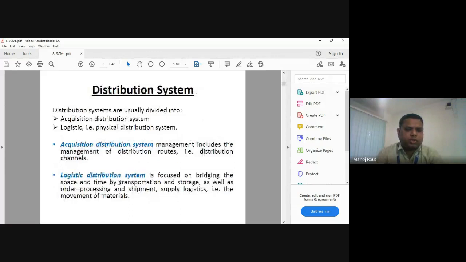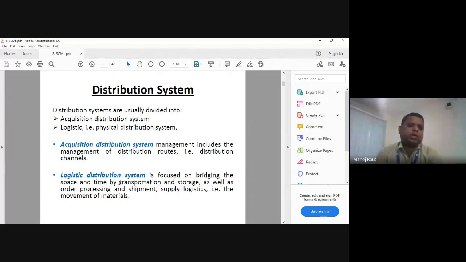The distribution systems are usually divided into 2 types. The first one is acquisition distribution systems, and the next is logistics. As I told, supply chain management is the management of an interlinked business network. That interlinked business network is directly indicated in the acquisition distribution system, and the next one is logistics, which is known as the physical distribution system.